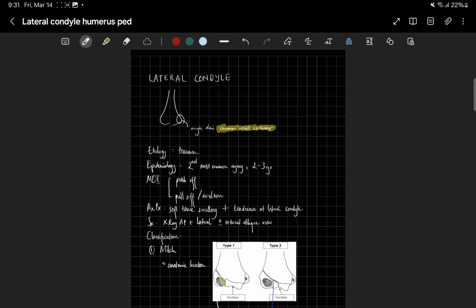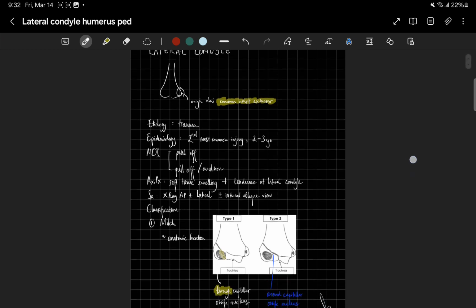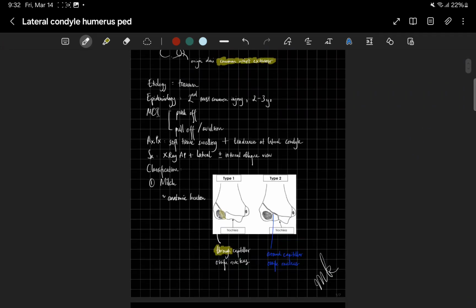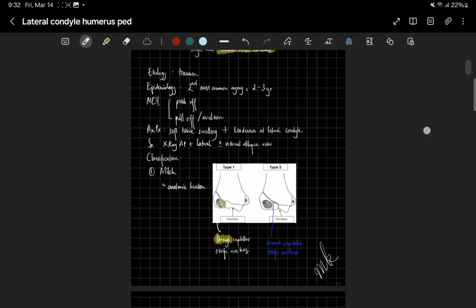Welcome to Orthonote. Today we would like to discuss the lateral condyle fracture of the distal humerus. As we know, the lateral condyle is the origin of the common wrist extensor. The etiology is trauma, and it affects 2 to 3 year olds, being the second most common injury in pediatric orthopedic cases. The mechanism of injury is usually a pull-off or avulsion mechanism because of the common wrist extensor origin.